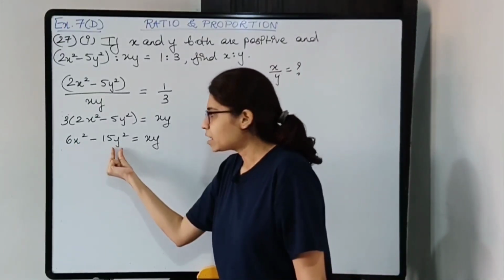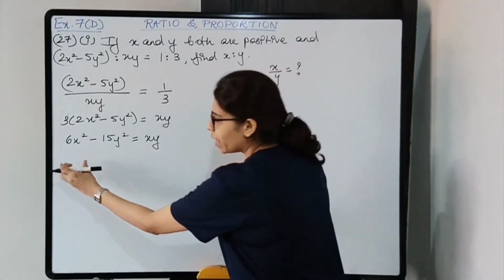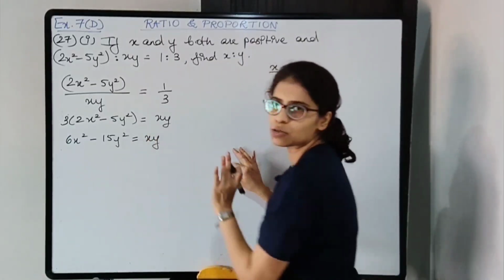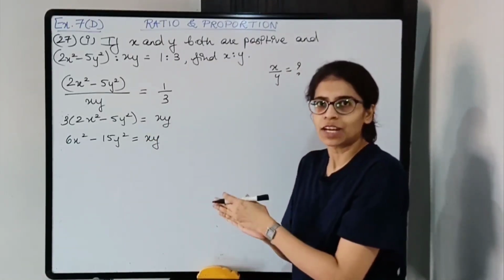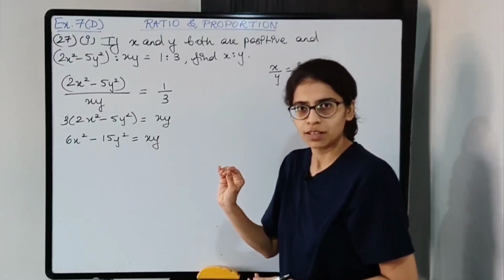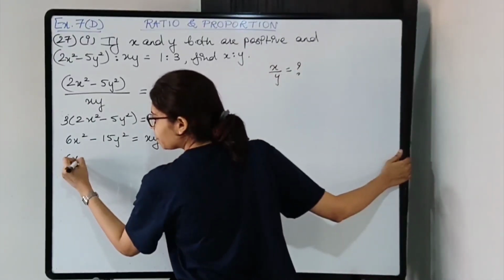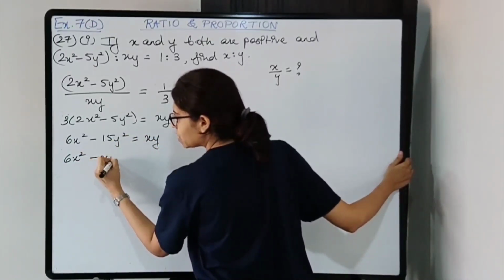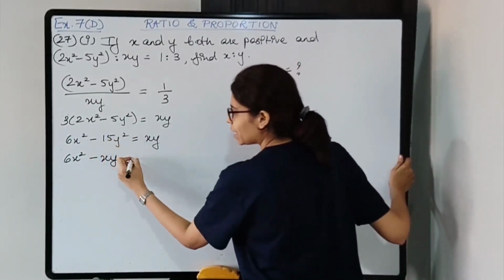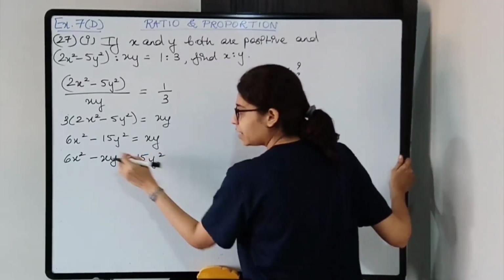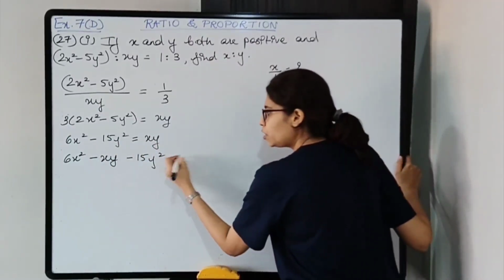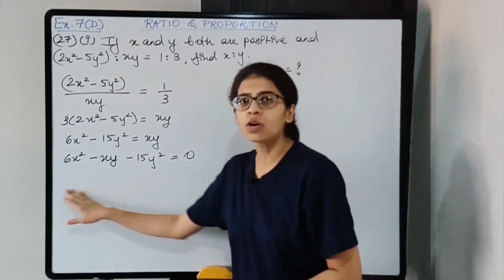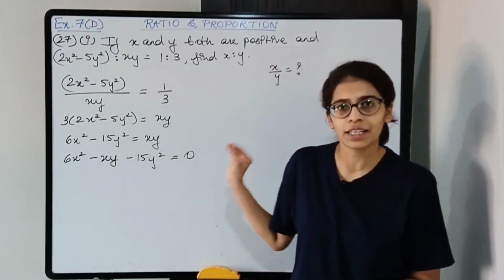x² and y² on the two ends. So the x² term on one end, the y² term on the other end, and in between there will be xy, the term which has both x and y comes in the middle. So x², then the xy term in between, so shifting xy over here it becomes minus xy, and then comes y². Write it down with correct signs, equal to 0 on the RHS. Now this is of the form of a quadratic equation.